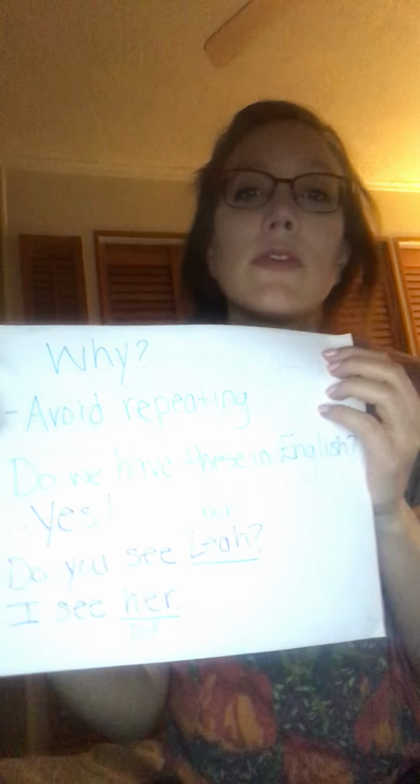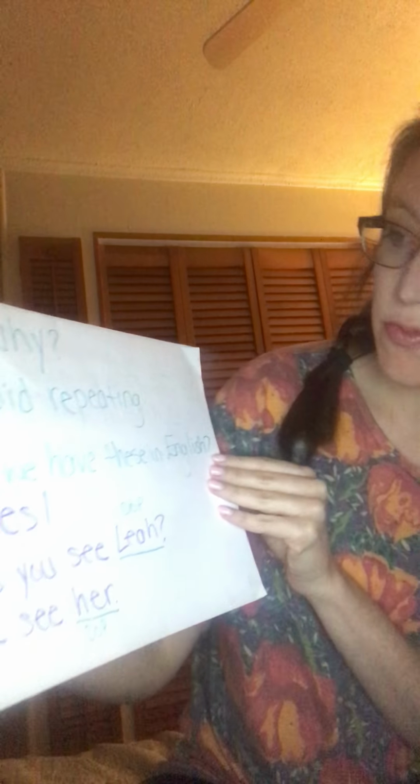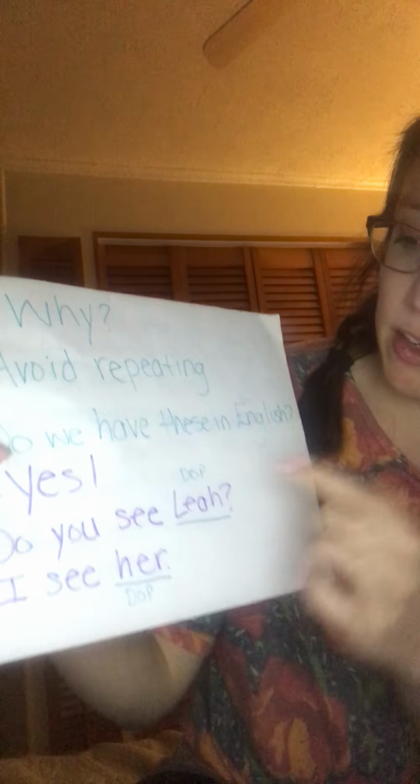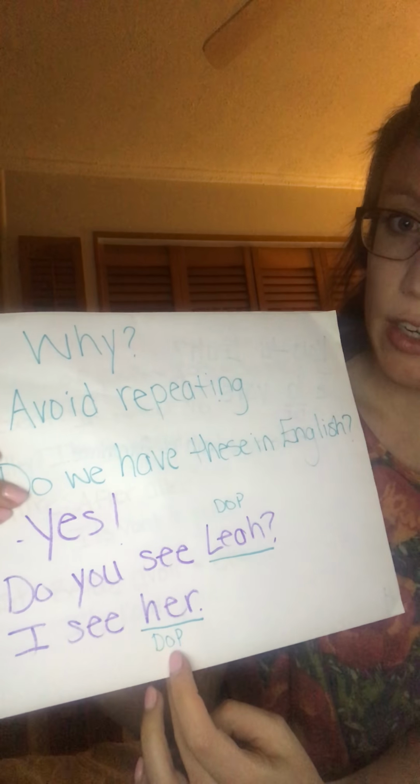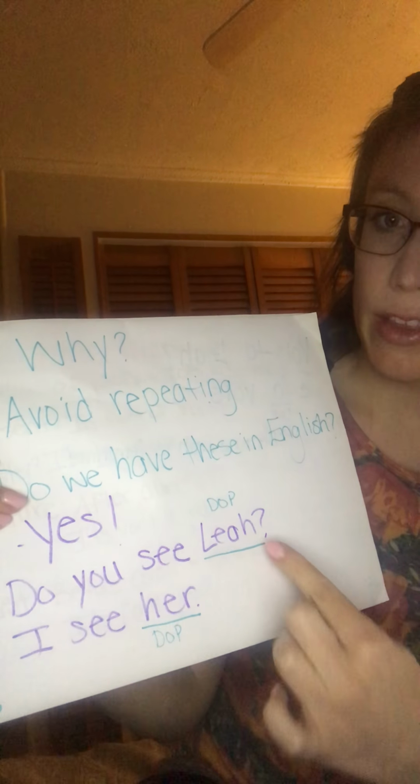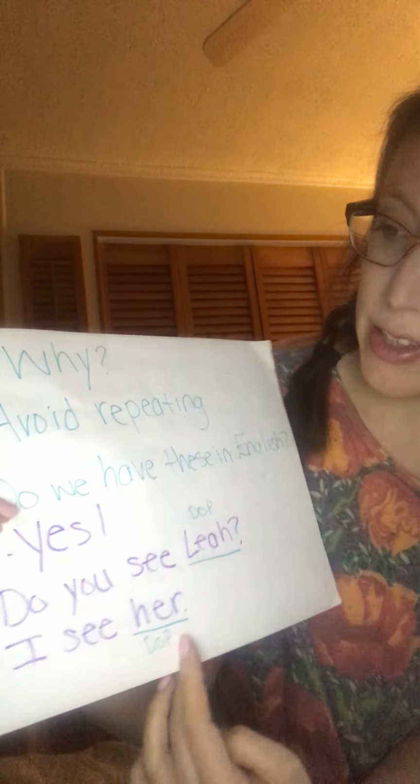Okay, why do we use these in French or in English? It avoids repetition. Do you see Leah? Yes, I see her. You don't need to repeat her name. We get it. You see her. I see Leah. I see her. So her is your object pronoun. In this example, to see, it's a direct object pronoun. Down at the bottom, the direct object is Leah. It's underlined. I see her. That is what we replaced the proper noun Leah with, this object pronoun down here.